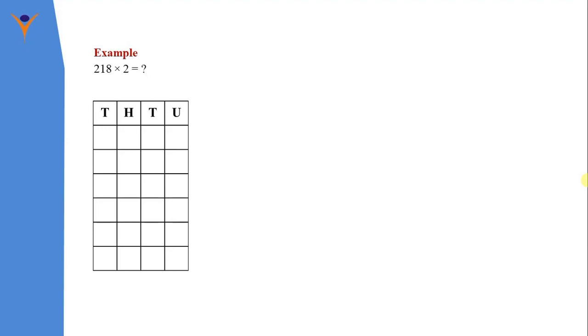Okay, so 218: 2 hundreds, 1 ten, 8 ones. You see the 2 under the hundreds column, the 1 under the tens column, and then the 8 under the ones column. We're multiplying by 2, so we have the 2 there, and then the multiplication symbol. So 2 times 8, whenever we multiply this way, we start from the right hand side. 2 times 8 is 16. We're going to write 16 this way.